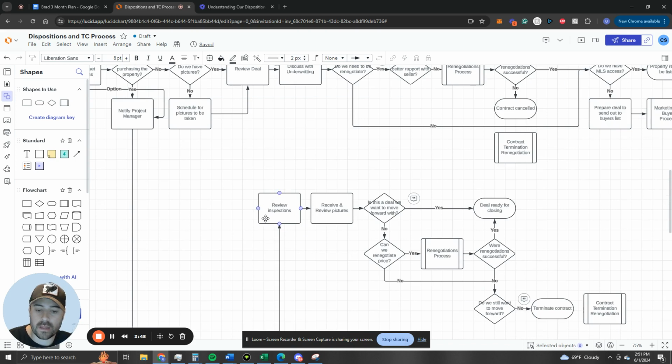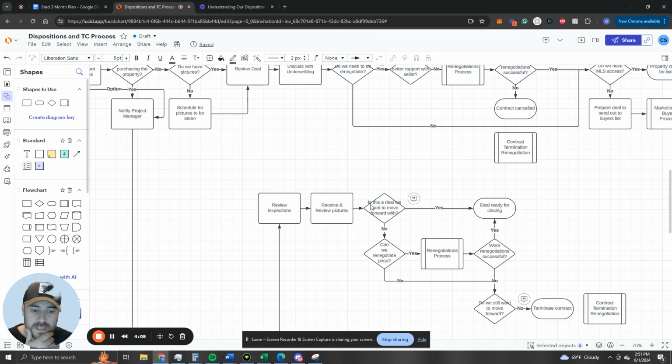This is when a disposition rep and Parker will review the inspection. Again, this is if we purchase a property. This is probably 20%, but I'm doing the full circle for you guys. So we're going to purchase the property, we have review inspections, then we receive and review the pictures. Is this deal something we want to move forward with? That's where the Dispo rep comes in.